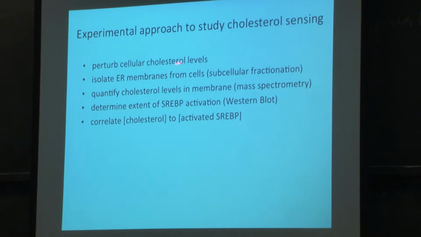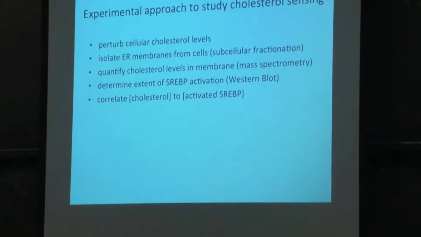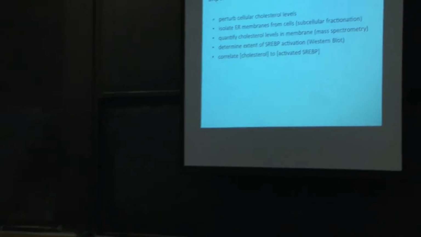So one of the first things, so these are sort of the general things, and then we'll step through them. But they wanted to perturb the cellular cholesterol levels. And how did they end up doing that? Did that make sense? We talked a little bit about this already. I mean, what did they use as tools to do that?